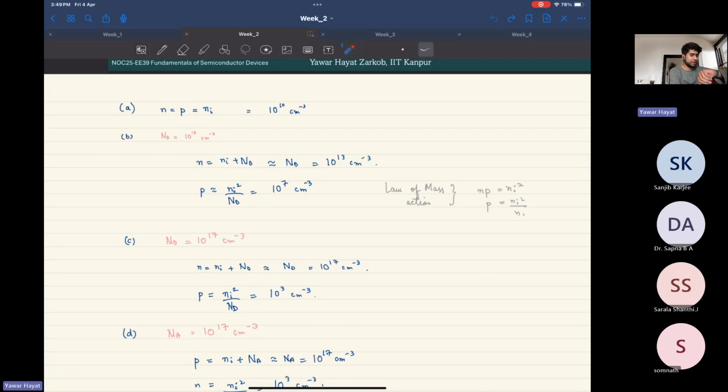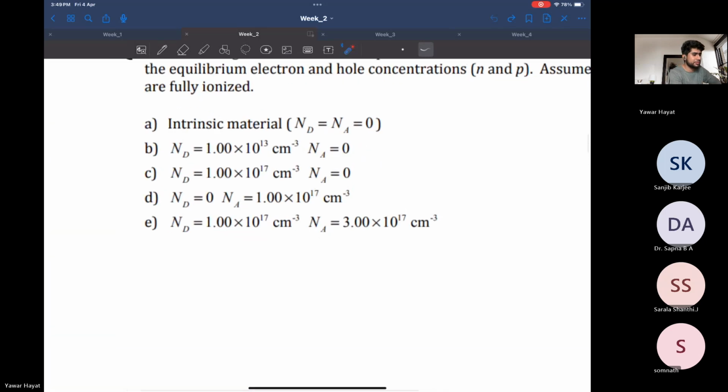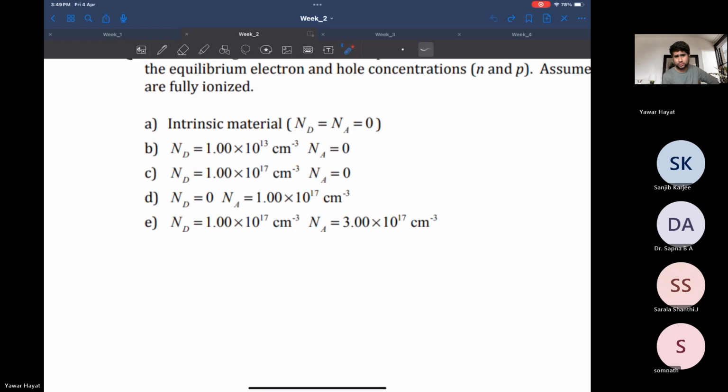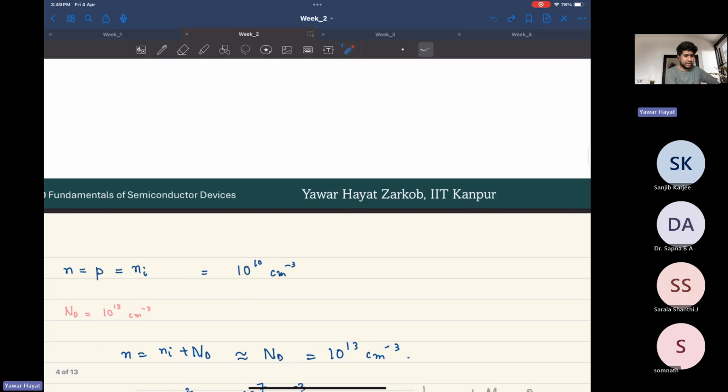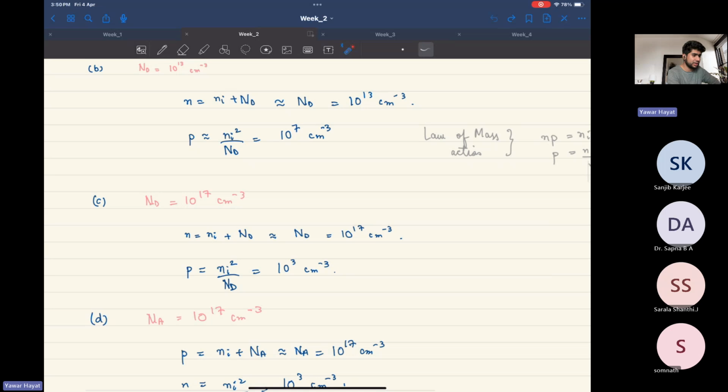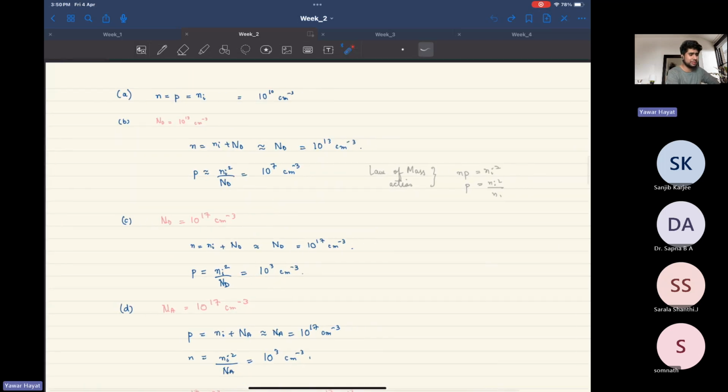Now let's consider the C part. In the C part, my ND was 10 to the power 17 per centimeter cube, obviously, and Na was 0. This is N type, and we are doping it way high, so N plus type. So N would be 10 to the power 17, and your P would be 10 to the power 3. Simple. Problem B and problem C were similar.